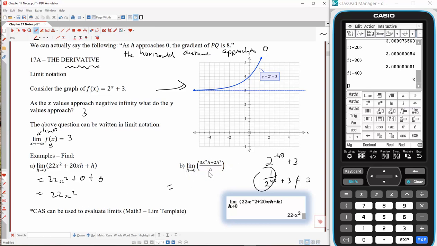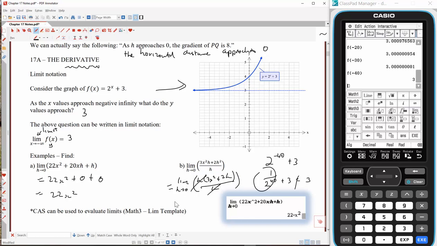What about this one here? All right, so it looks like you're going to get a divide by 0 error, but what I'm going to suggest to you is let's just maintain h approaches 0, and let's just factor out the h on the numerator. 3x squared plus 2h all over h.